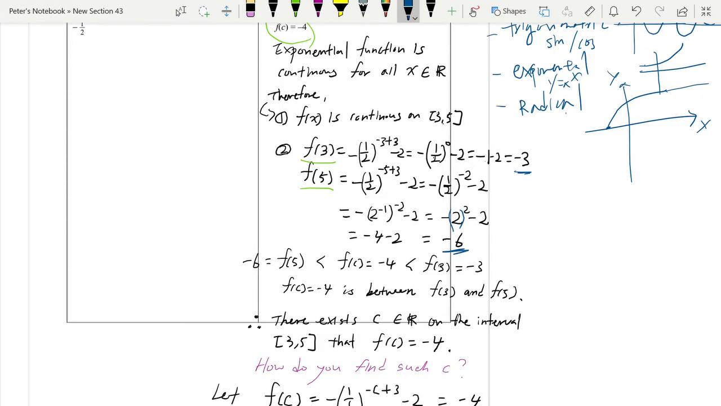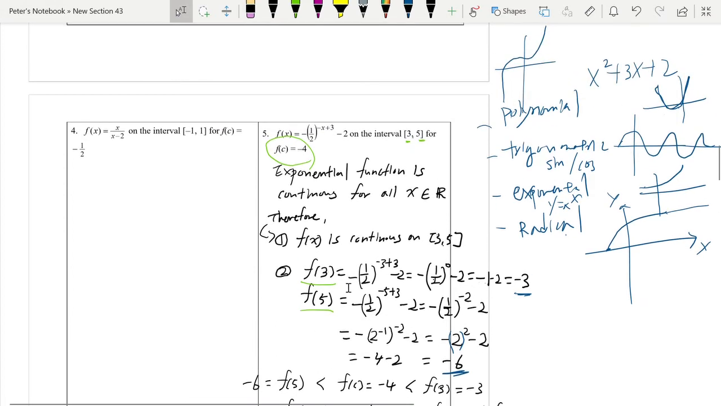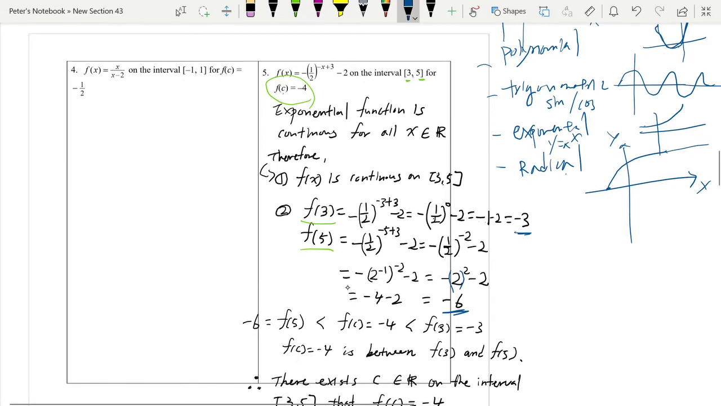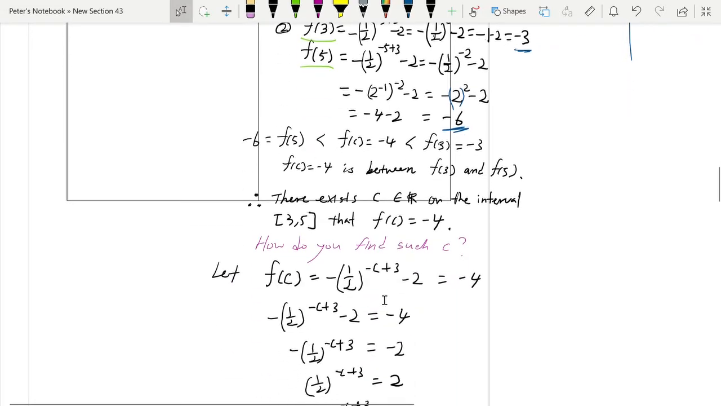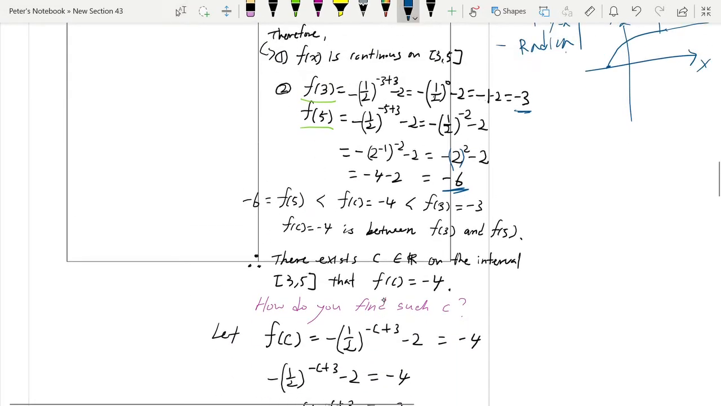All right, so it is satisfied that our value f of c equals negative 4 is between f of 3 and f of 5, right? We see that f of c equals negative 4 is between f of 5 equals negative 6, which is this value, and then f of 3, which is equal to negative 3.